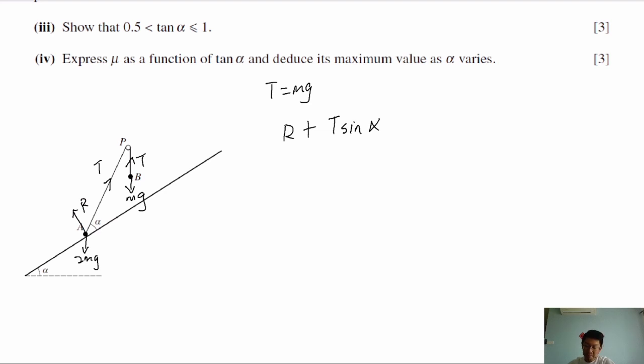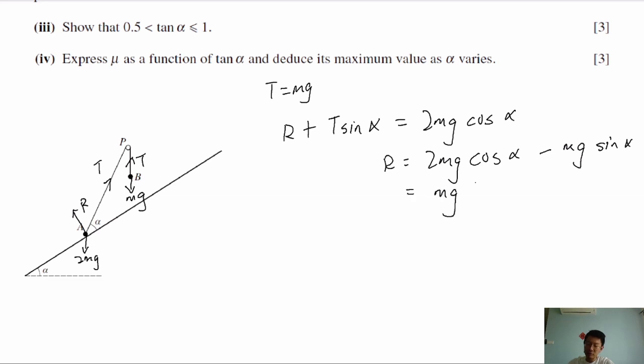Opposite to those forces, we have the 2mg, but we have to resolve this 2mg. When we resolve it, we get 2mg cos alpha. Then we know that T is mg, so we have R equals 2mg cos alpha minus T sine alpha, where T is mg. From there, it's just factorizing the mg out, then we will get the expression nicely. So that would be the first part.